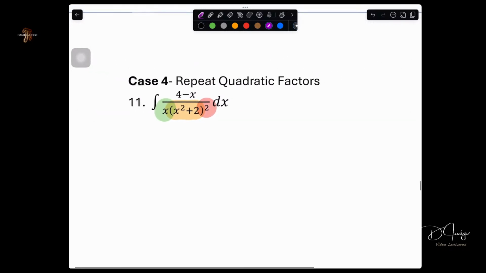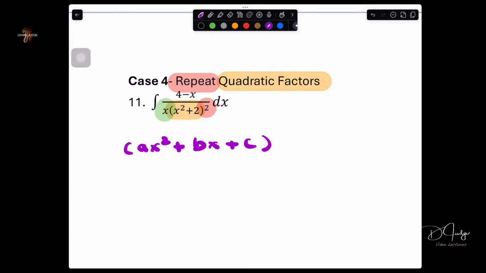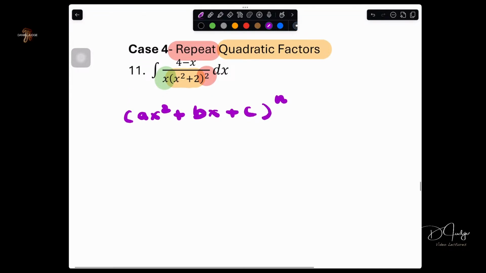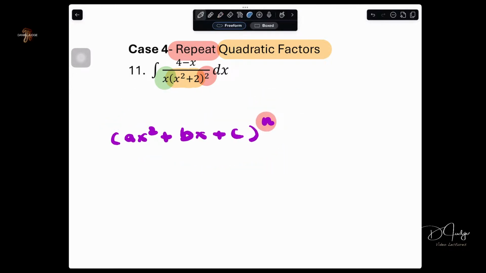So this is what we call repeat quadratic factors. You have a quadratic factor that's repeated, and in general you've got ax squared plus bx plus c to the nth power, and this is what you do when you have a repeat quadratic factor.